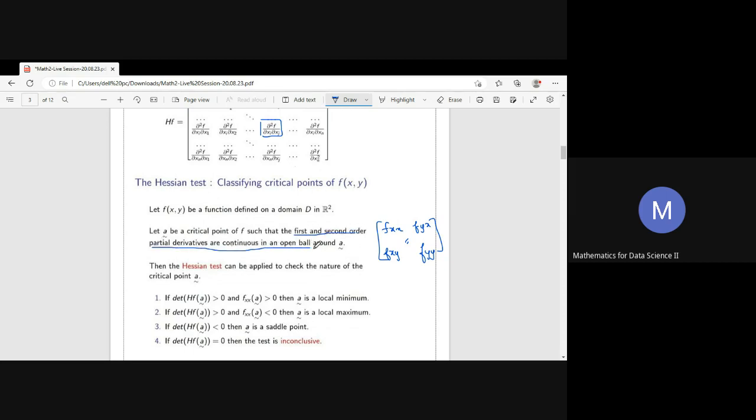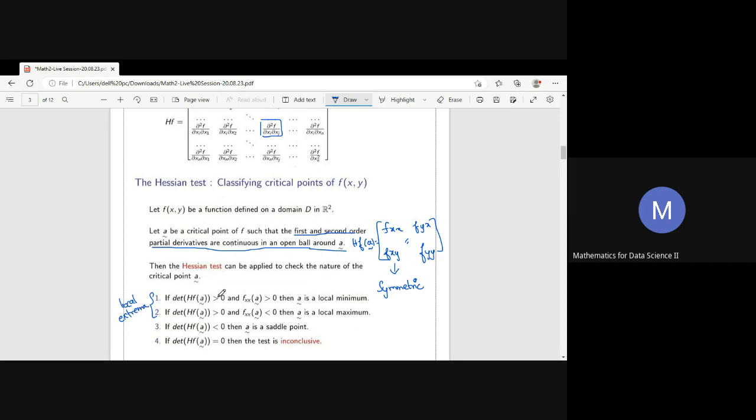Because of this assumption, this will be a symmetric matrix. This is your Hessian of f at (x, y), or at A tilde we'll consider, then only it will be symmetric. So you are considering a symmetric matrix, and for the symmetric matrix, you are checking whether the determinant is positive. If the determinant is positive, then you know that at that critical point, you have a local extremum.